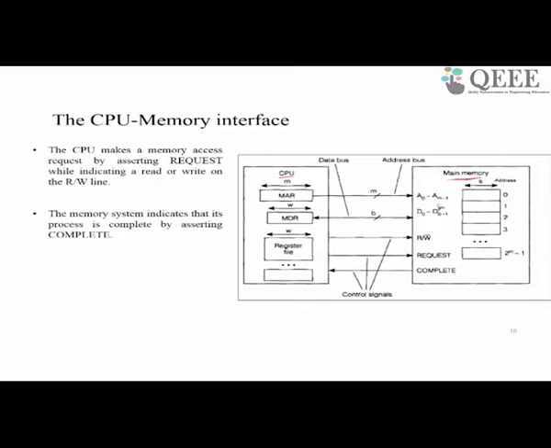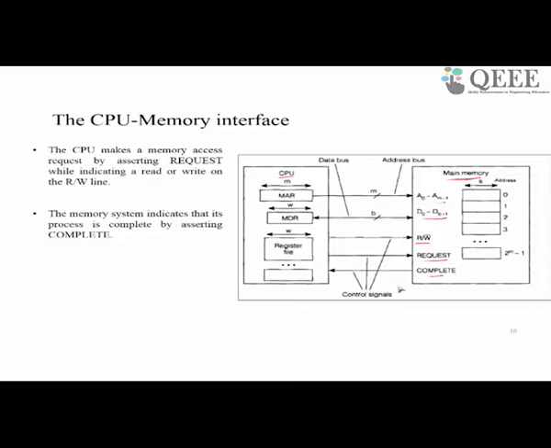So the main memory module has the following ports: the address port, the data port, the read bar write control line, and then two more lines. One tells the module to start the operation, that is, the request for the read or write cycle to start. In turn, the module gives out what is called the complete signal, which tells the processor that the operation is over.